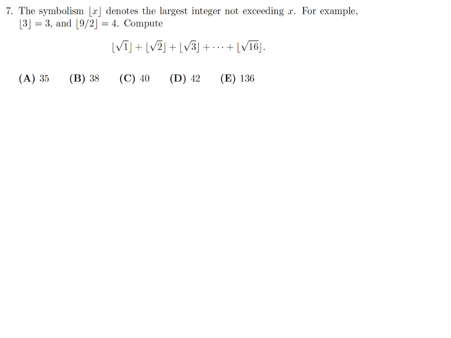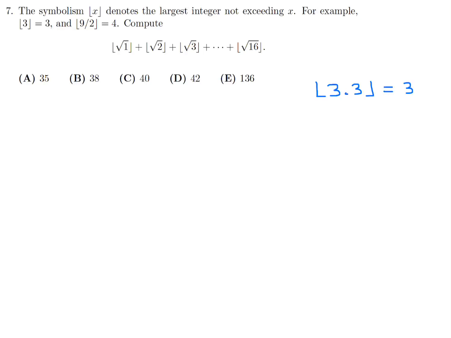The symbolism x with those brackets denotes the largest integer not exceeding x. For example, 3 brackets is 3 and 9/2 brackets is 4. Compute that expression. So I hope you understand that if you have a number like 3.3 and then you put these brackets, it's the largest integer not exceeding that. So it would be 3. You're basically chopping off the decimals.